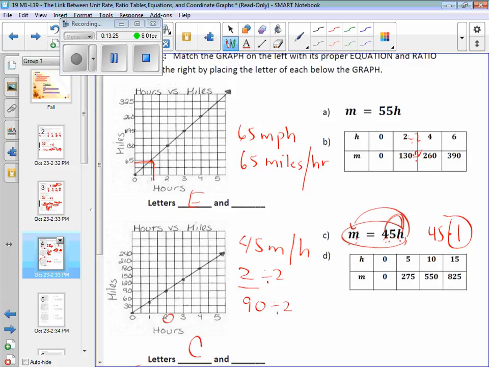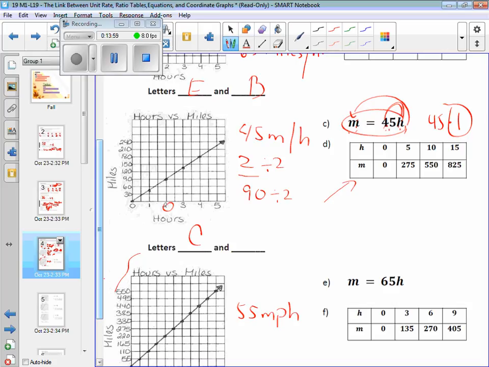Come on, do the work, do the work. 130 divided by 2? Come on, give me that number. Long division. Philip. How much? Or 65 miles per hour. Which coordinate plane? First one, so I take my B, put it here.